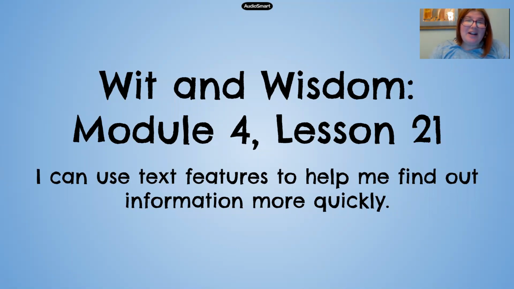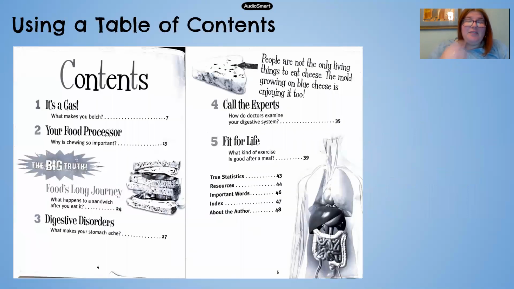Let's go ahead and read our I can sentence. I can use text features to help me find out information more quickly. So the first thing that we're going to look at is a table of contents, and this is from the book The Digestive System by Christine Taylor Butler.